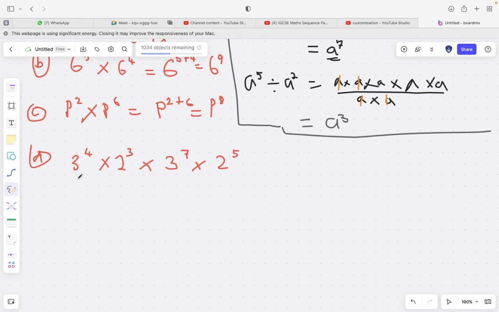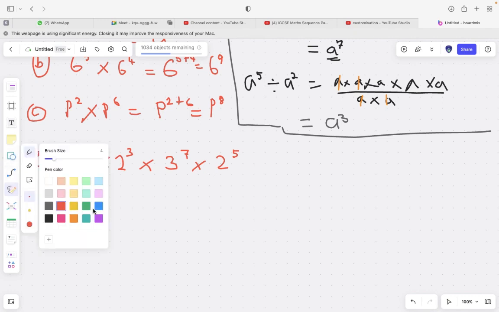But how? The ones that have the same base, you bring them together. You see, two of these terms have the same base, and the other two have the same base. So we bring the ones that have the same base together.